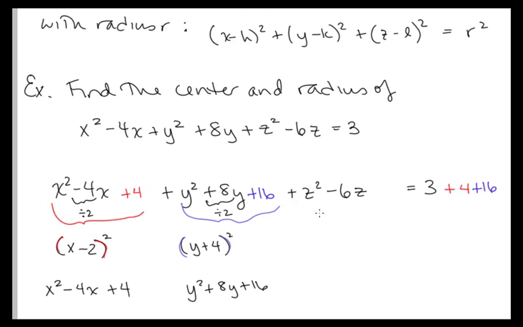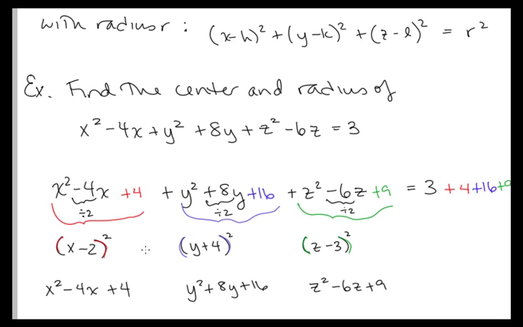And now let's take a look at our z terms. We have z squared minus 6z. Again, divide this by 2. We're looking at (z minus 3) squared. So this is z squared minus 6z plus 9. So we're going to add in a 9 here, add in a 9 here. And now we can package this together as (z minus 3) squared. So what are we left with?